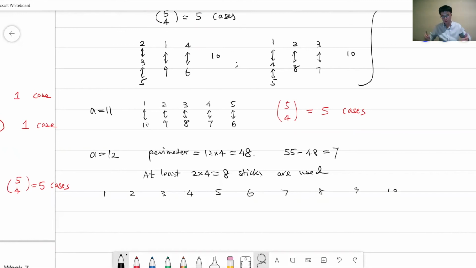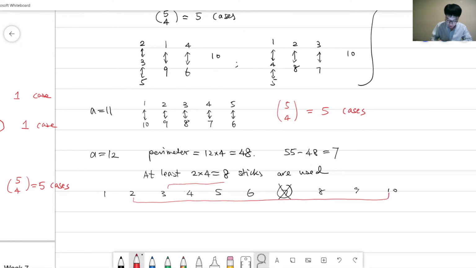So these sticks removed add up to 7. There are several ways to remove this. So first, we can simply remove 7 because that's equal to 7, and we keep all other sticks. This is possible because 2 plus 10 equals 12, 3 plus 9 equals 12, and 4 plus 8 equals 12, and the remaining 3 sticks, 1, 5, 6, add up to 12. So here we have 1 square.